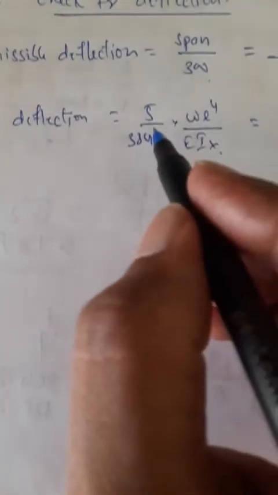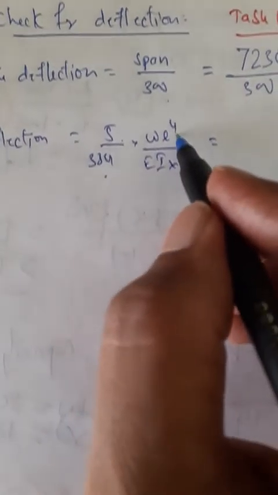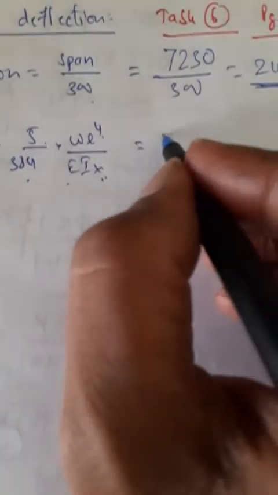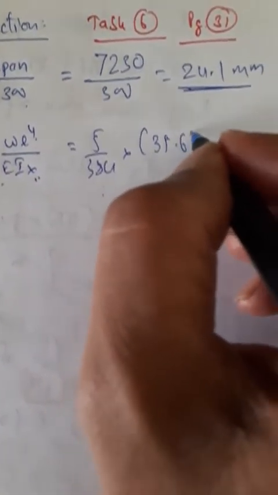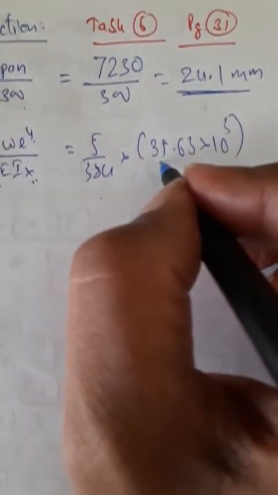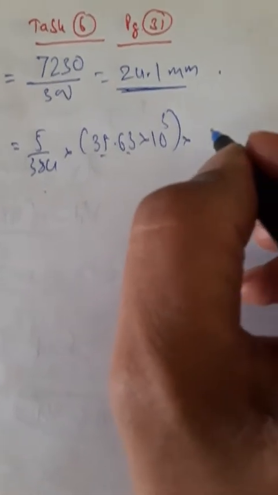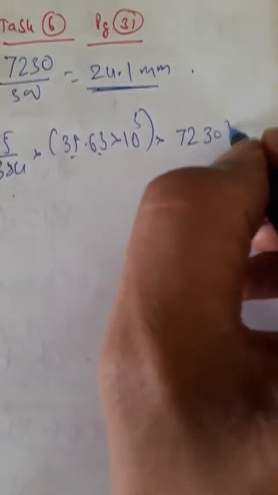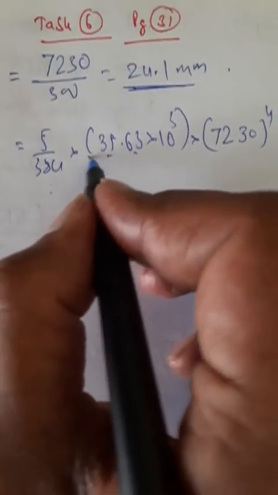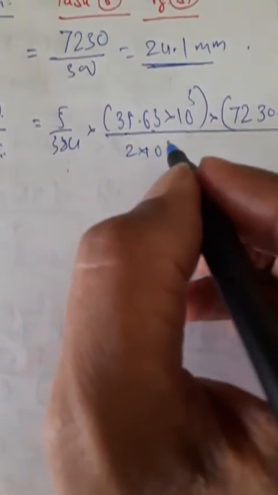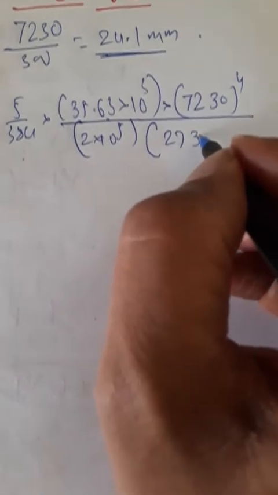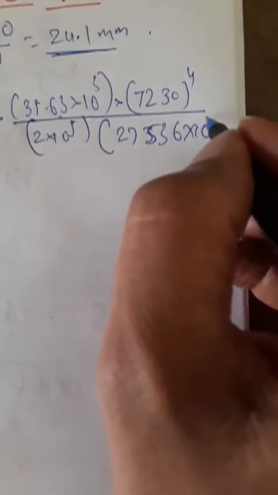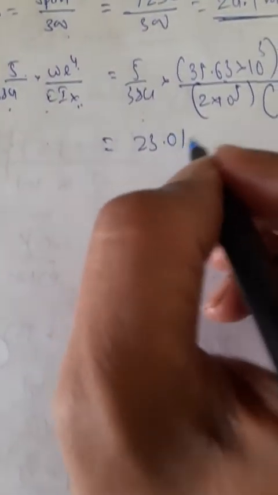Actual deflection is given by, for simply supported beam, 5 by 384 WL raised to 4 by E into IX. So 5 by 384, W factored load 35.63 into 10 raised to 3. This is in kilonewtons, convert that into newtons. WL raised to 4, effective length 7230 raised to 4, divided by E, Young's modulus for steel, 2 into 10 raised to 5. The I value is taken from the steel tables, 27536 into 10 raised to 4. This is in mm raised to 4. So I get the value 23.01 mm.